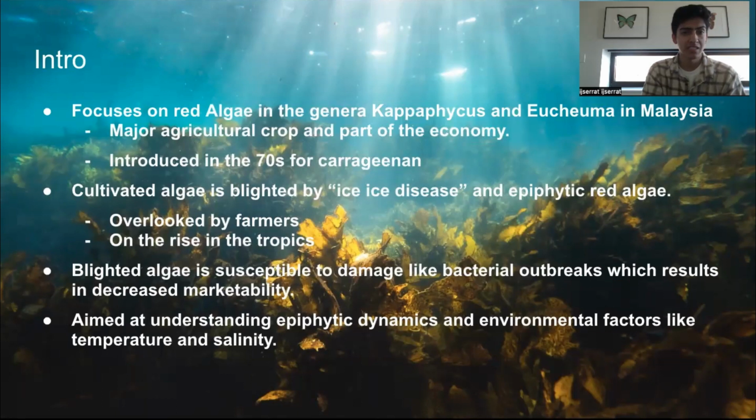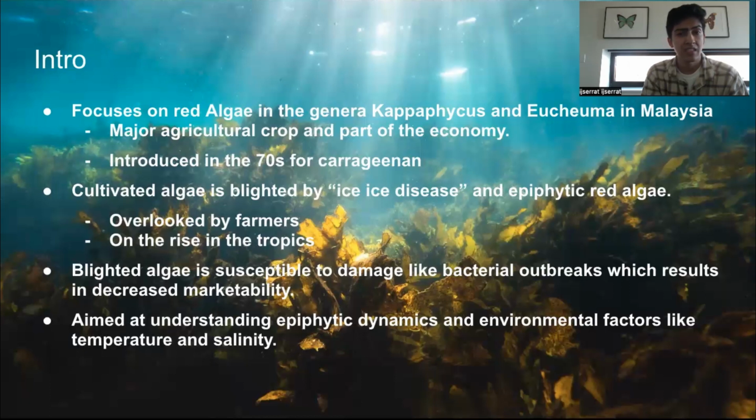Our study focuses on red algae in the genera Kappaphycus and Eucheuma in Malaysia. Algae is a major agricultural crop and an integral part of the economy. Red algae was introduced in the 1970s for the purpose of harvesting carrageenan, the same stuff we looked at in class that's used as a thickening agent in foods like toothpaste and ice cream.